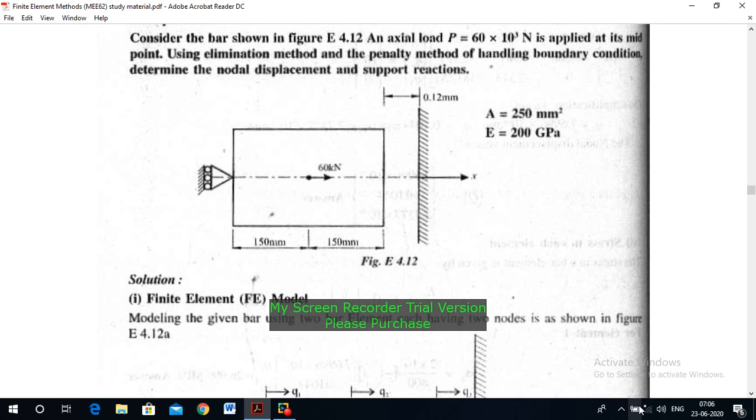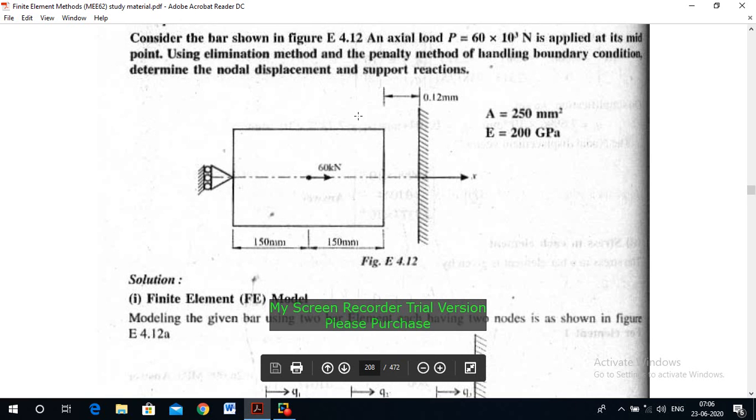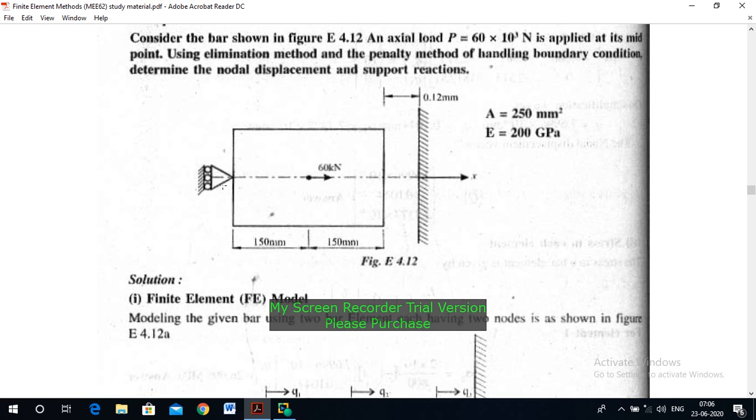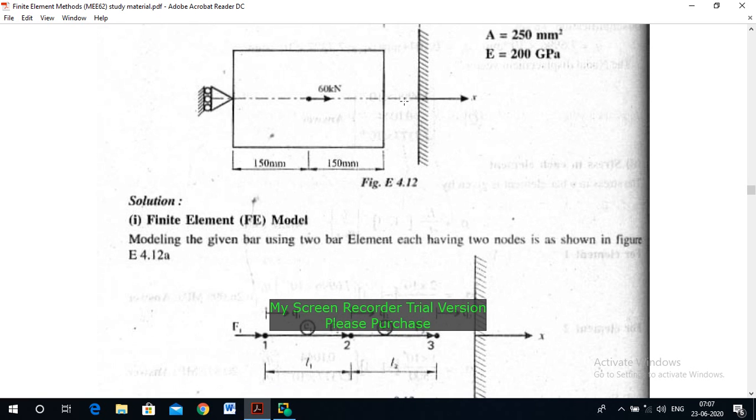See, this is the problem, and in this bar, one end of the bar is attached to a roller support. The area of cross section of the bar is given as 250 mm square, and Young's modulus is given as 200 gigapascal. And the displacement of the bar is given, that is 0.12 mm. Using the elimination method and the penalty method of handling boundary conditions, determine the nodal displacement and support reaction for this problem.